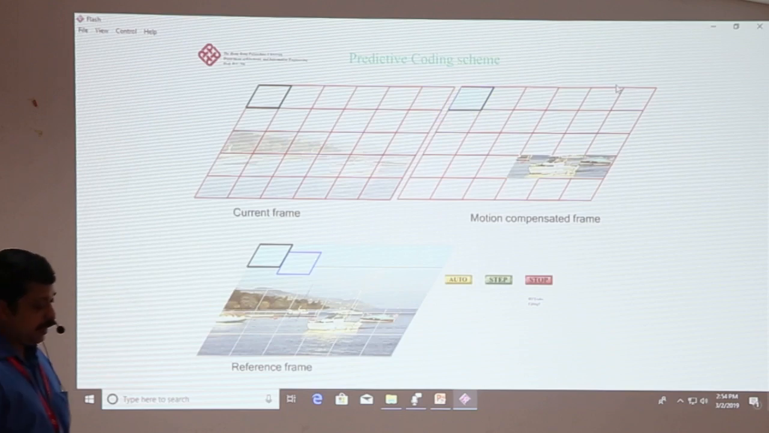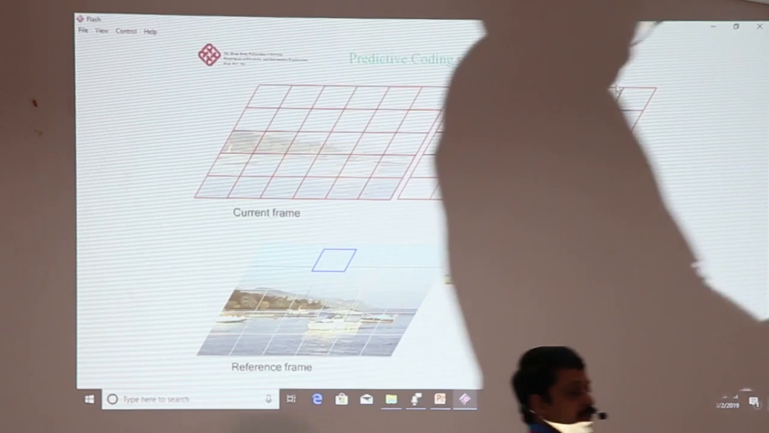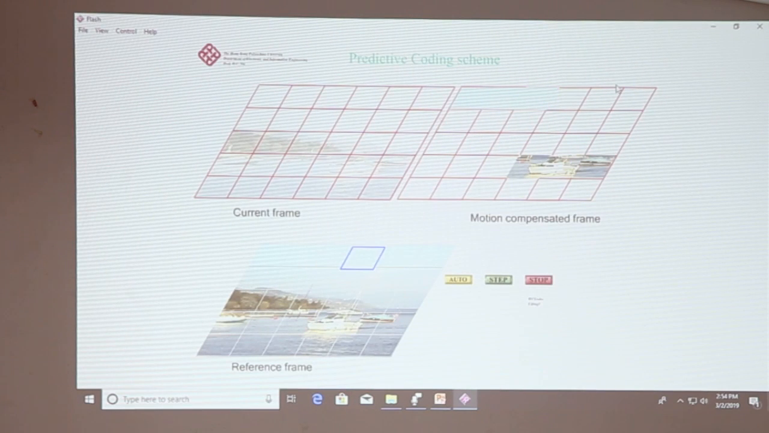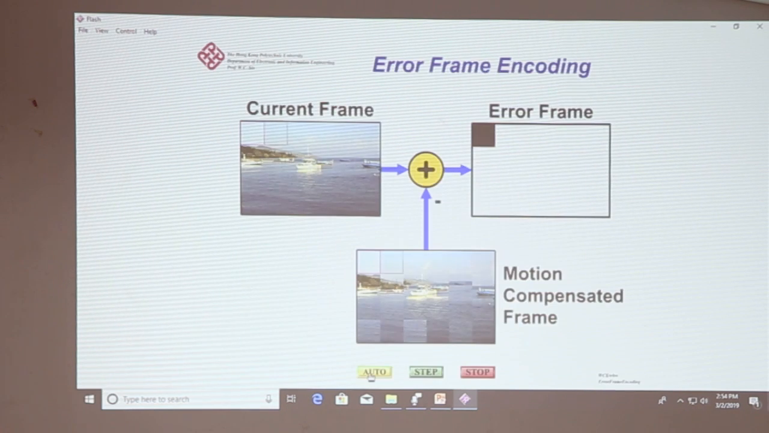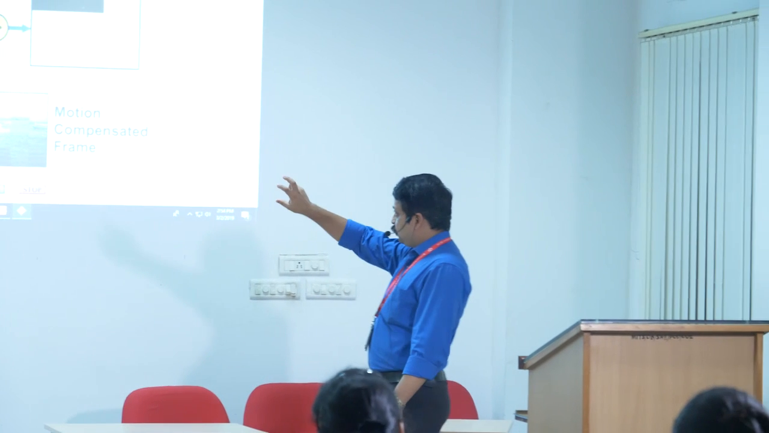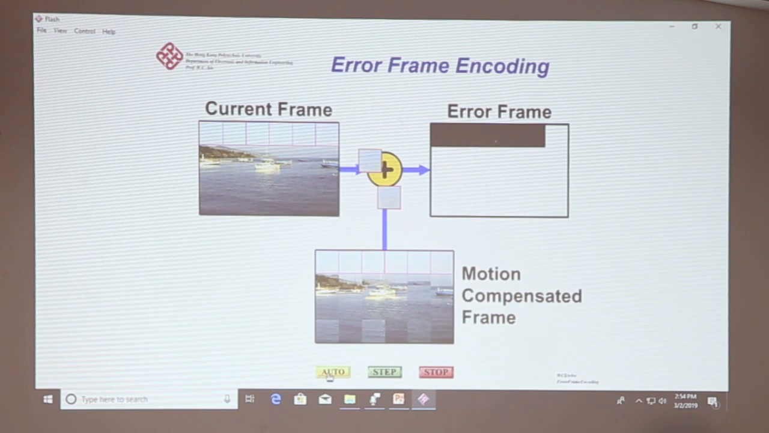So this is basically a predictive coding scheme. Each and every block of the current frame will be compared with the reference frame, and we will be having those motion compensated frames coming there. Here also, when you are getting black, it means those two regions are exactly matching. So you are subtracting it and you are getting the residual frame.